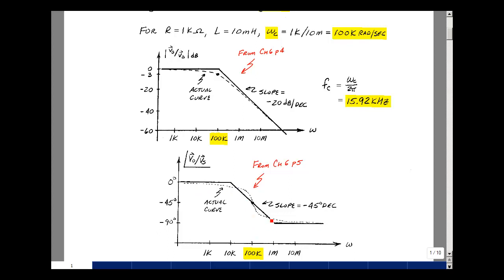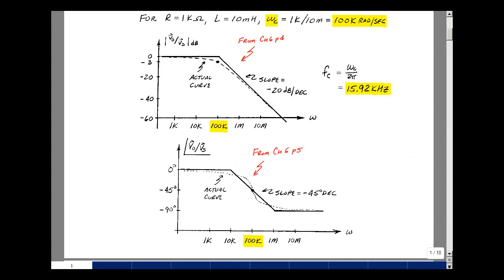The actual curve is the dotted line here. There's a slope of minus 45 degrees per decade between 1/10 omega C and 10 omega C. But again, we've already done these sketches. All we do is just change the value of omega C to fit our problem. And this is Supplemental Problem 6.1.